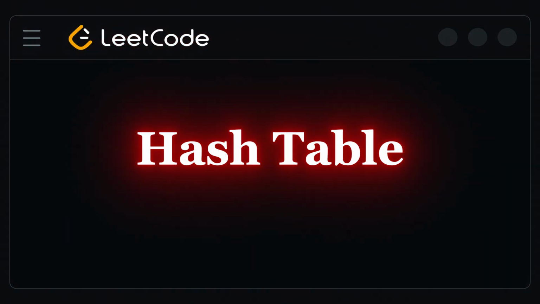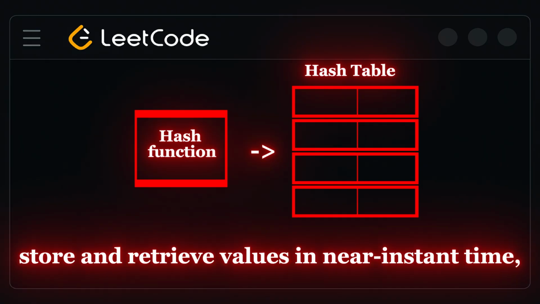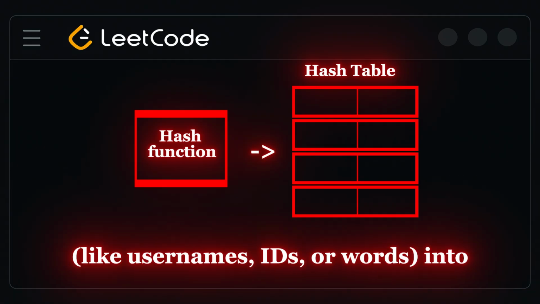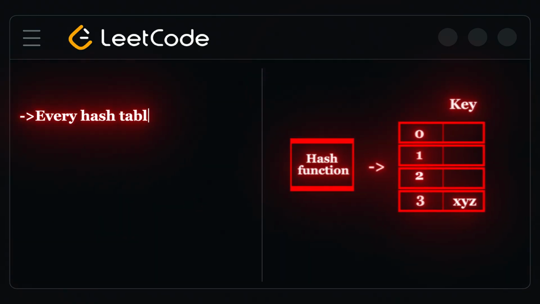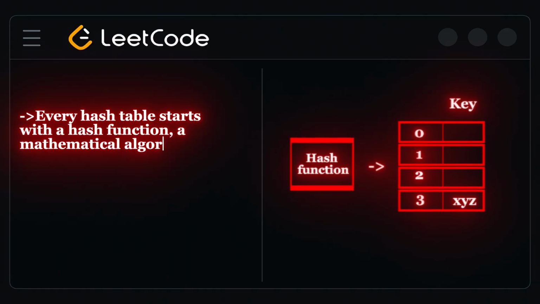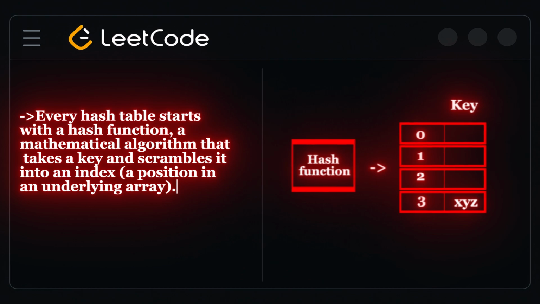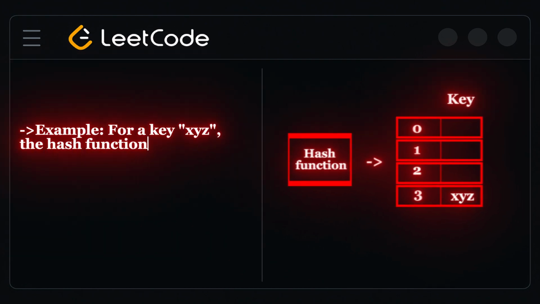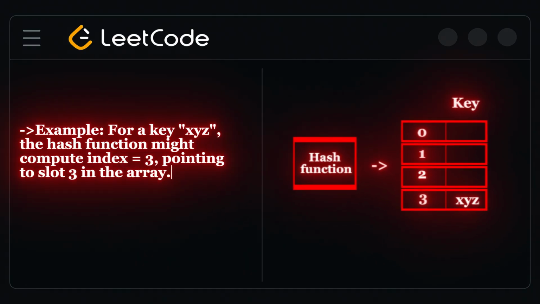Hash table. A hash table is a data structure that lets you store and retrieve values in near instant time, on average, by converting keys like usernames, IDs, or words into unique addresses in memory. Every hash table starts with a hash function, a mathematical algorithm that takes a key and scrambles it into an index, a position in an underlying array. Example, for a key XYZ, the hash function might compute index = 3, pointing to slot 3 in the array.